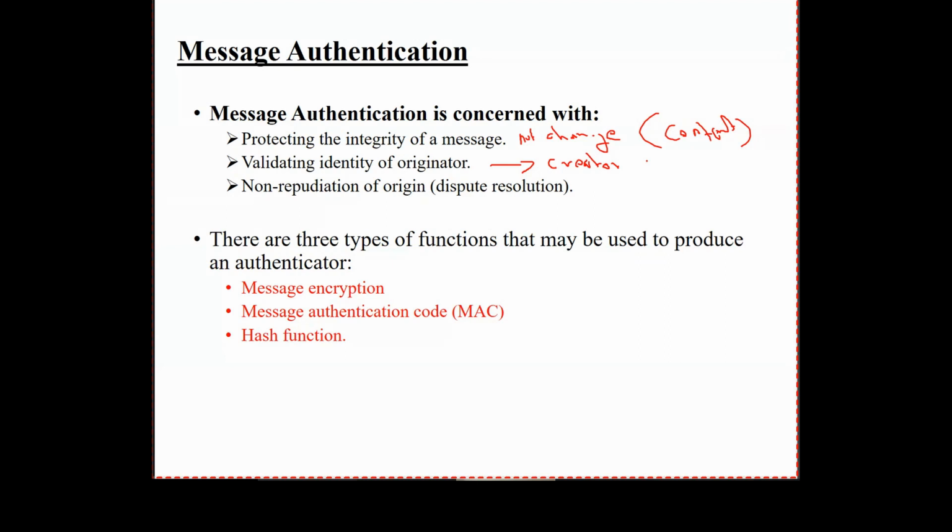Now there are three types that may be used to authenticate the message. We can use message encryption, which we already know, where we encrypt the message using a private key, public key, or even a secret key. This is already known and has been used a long time. But the new things are that we can use a MAC or a hash function.